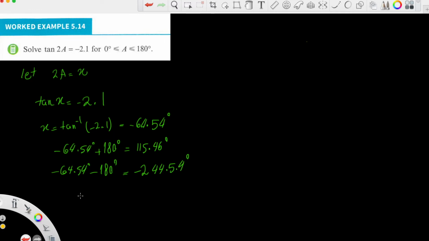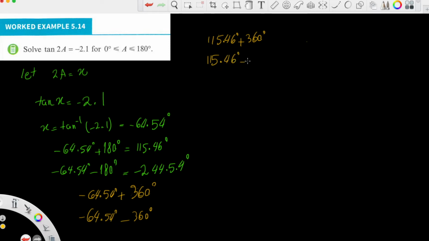Now we go for the complete rotation. So negative 64.54 plus 360, negative 64.54 minus 360, then 115.46 plus 360, 115.46 minus 360, negative 244.54 plus 360, negative 244.54 minus 360. Now let's calculate them.